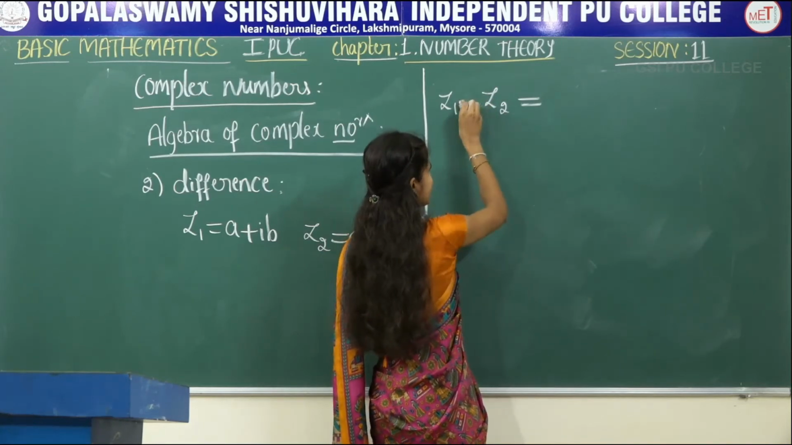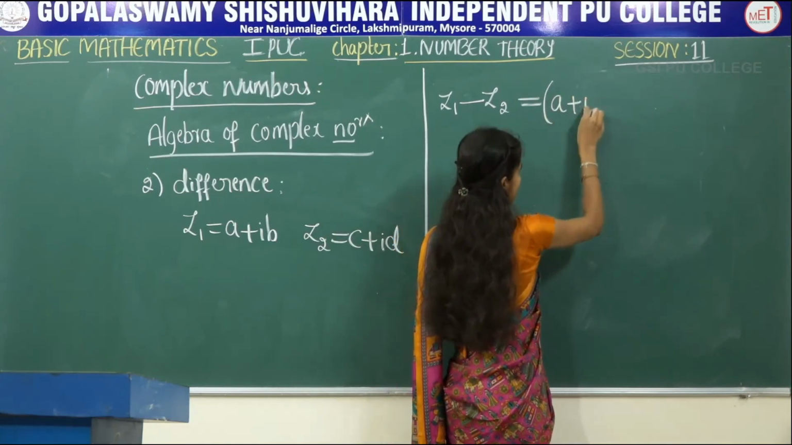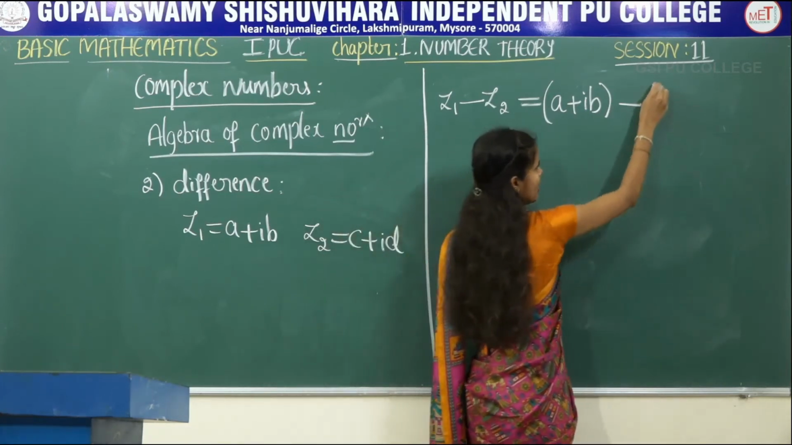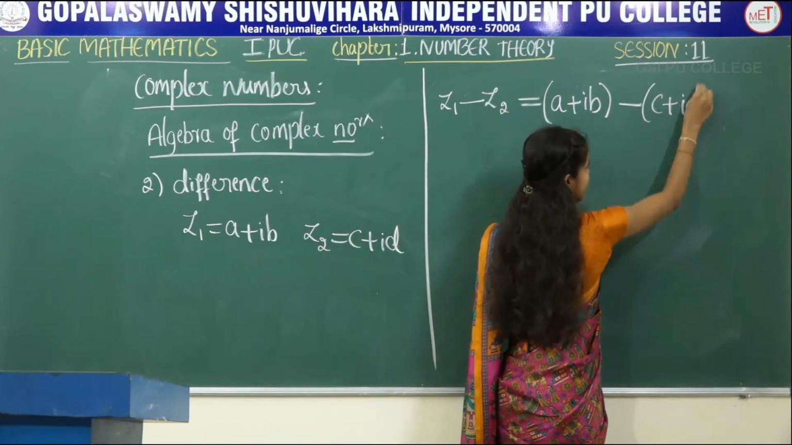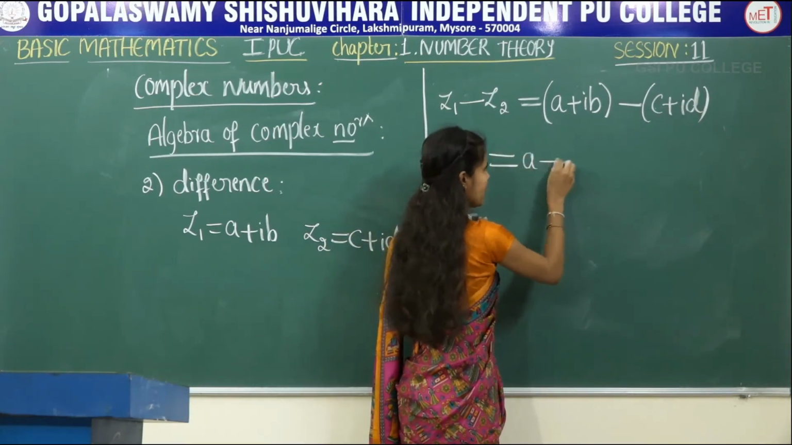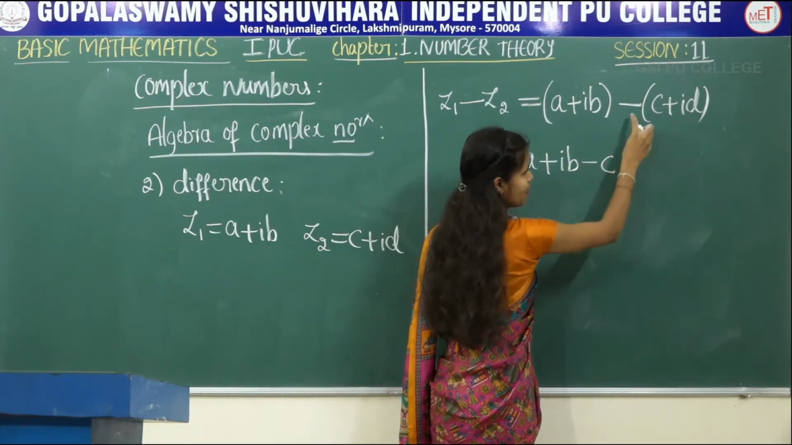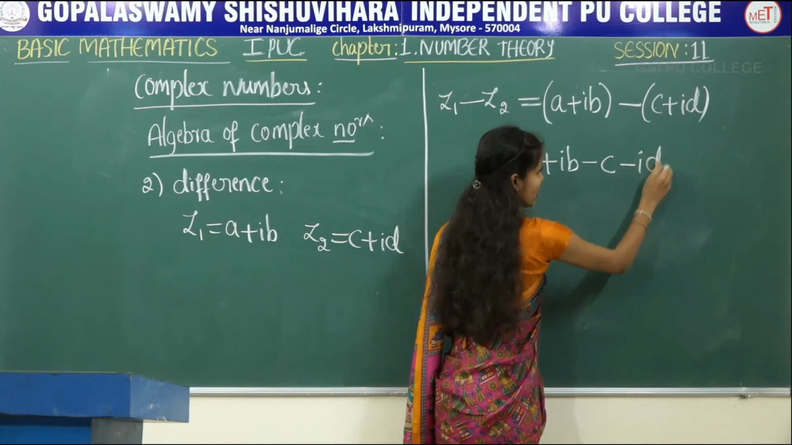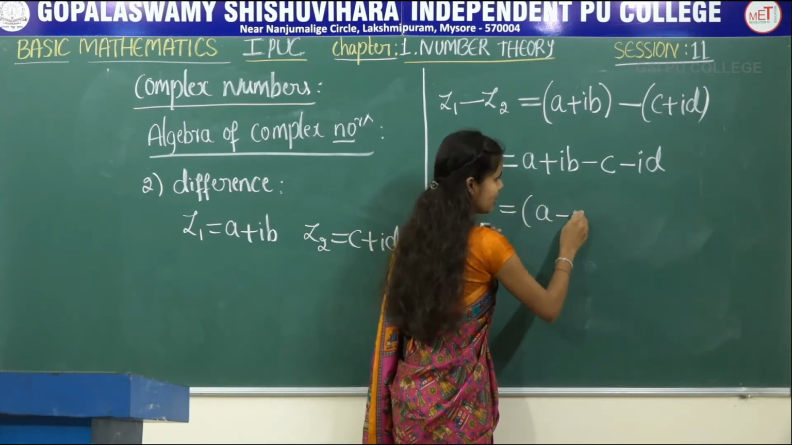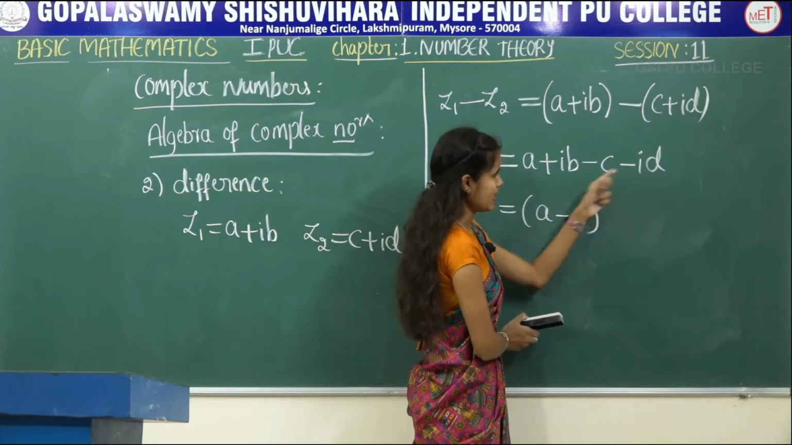So Z1 minus Z2. Okay. So Z1 means a plus i into b, minus Z2, and minus of Z2 means minus of c plus i into d. Now separate the real parts and imaginary parts. So simplify: a plus i into b minus c minus i into d. Here the real parts are a and minus c. So group these two terms: a minus c. Here the imaginary parts are b and minus d.